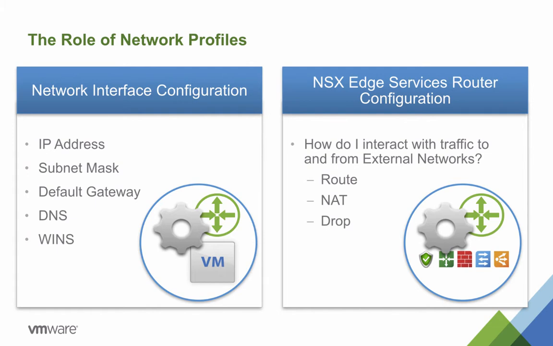Network profiles perform two primary functions. Firstly, network interface configuration. These settings apply equally to virtual machines and NSX Edge Services routers as part of a multi-machine blueprint deployment. The second part is the NSX Edge Services router configuration. Depending on the type of network profiles you have defined within your multi-machine blueprint, several rules will be configured on the NSX Edge Services router during deployment. These rules determine how your application networks will interact with external networks, potentially routing, NATing, or dropping traffic. In a more complex deployment, more than one rule set may be configured dynamically during the provisioning process.